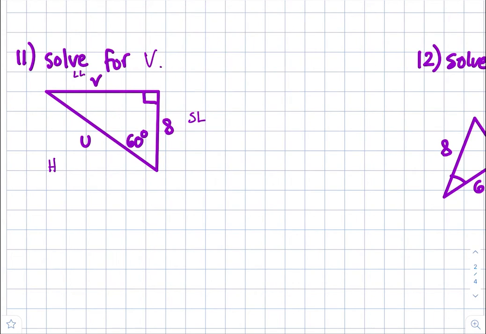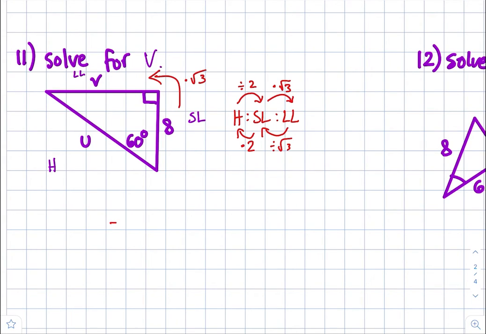So you guys have to remember this ratio. Hypotenuse to short leg is divide by 2. Short leg to long leg, multiply by square root of 3. Long leg to short leg, divide by square root of 3. And short leg to hypotenuse, multiply by 2. So we know our short leg, and that means we just need to get from short leg to long leg. Well, to get from short leg to long leg, we multiply by the square root of 3. So 8 square root of 3.